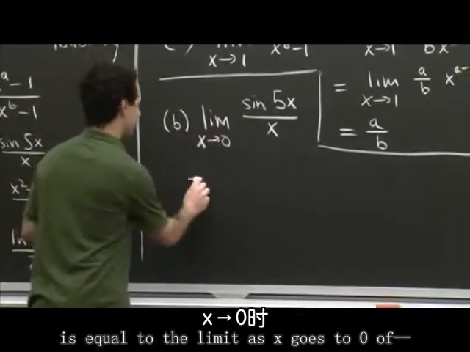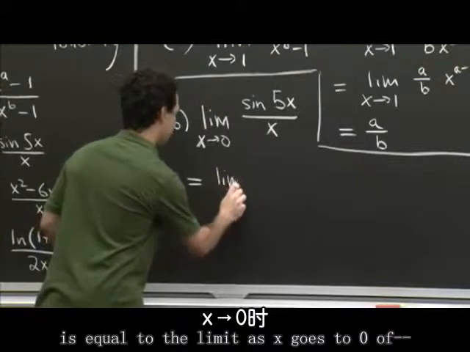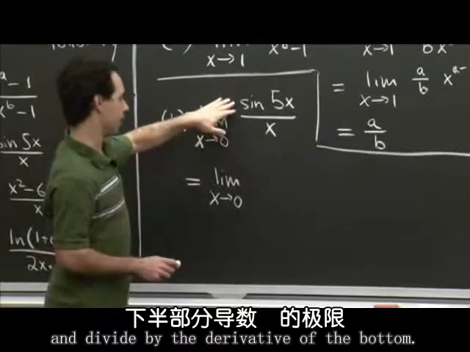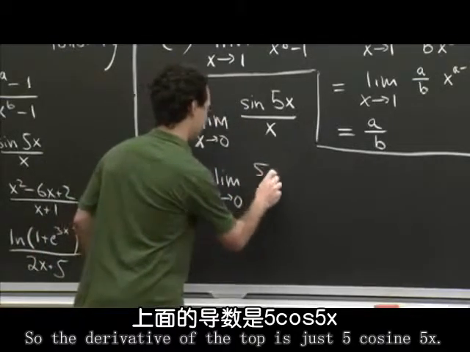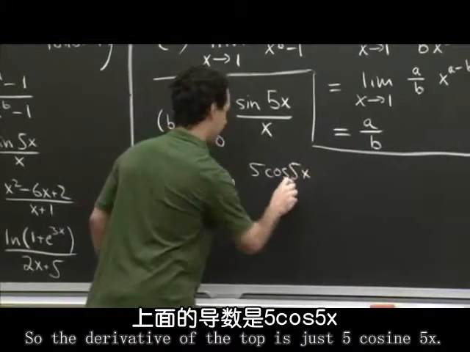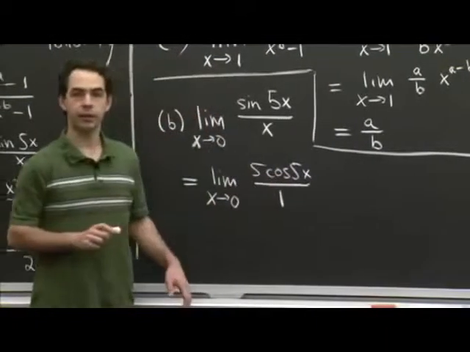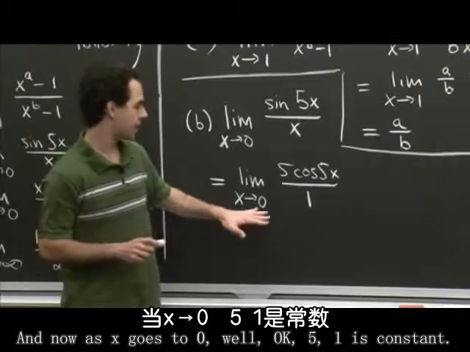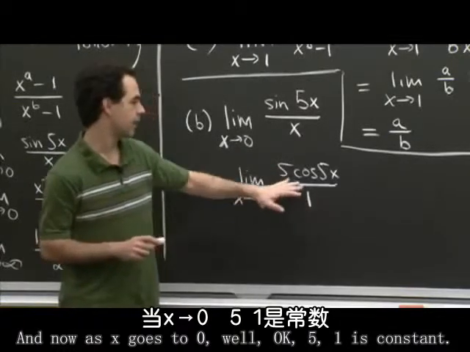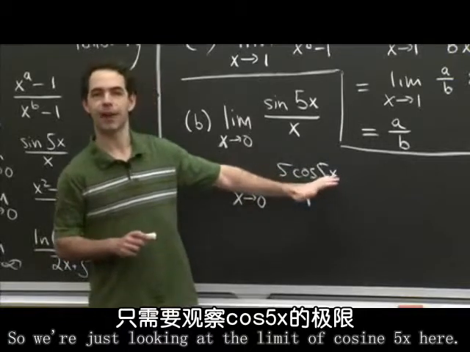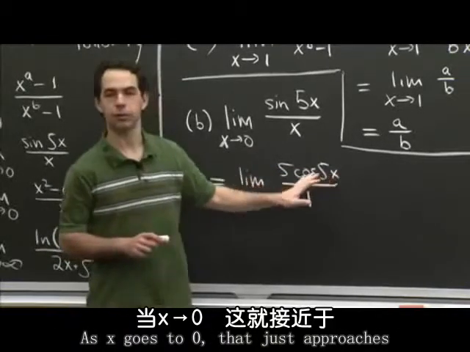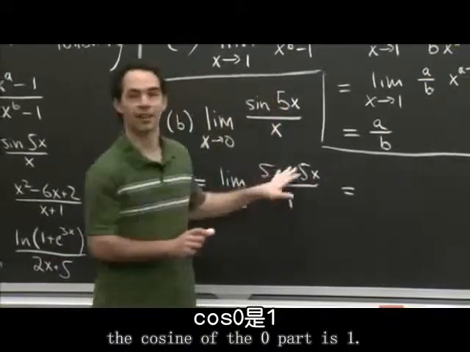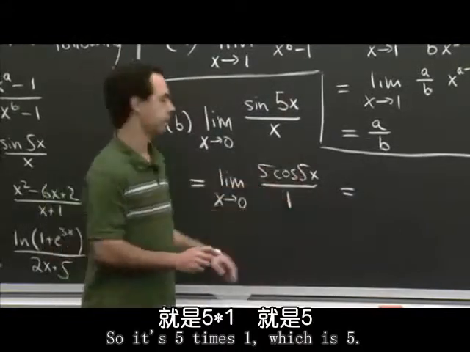So L'Hopital's rule says that this is equal to the limit as x goes to 0 of, well, we take the derivative of the top and divide by the derivative of the bottom. So the derivative of the top is just 5 cosine 5x, and the derivative of the bottom is 1. So L'Hopital's rule says the limit here is equal to the limit here, provided this limit exists. And now, as x goes to 0, well, OK, 1 is constant. So we're just looking at the limit of 5 cosine 5x here. As x goes to 0, that just approaches 5 times cosine of 0, which is 1. So it's 5 times 1, which is 5.